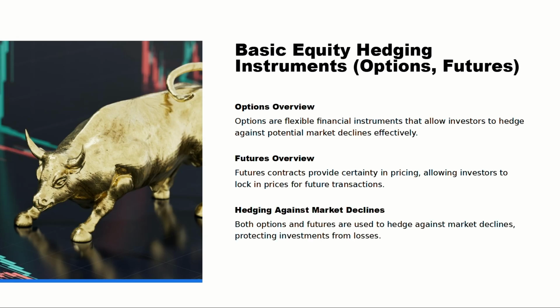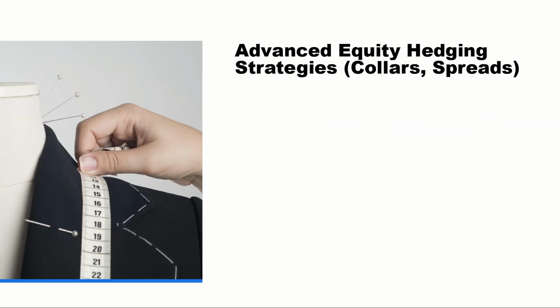Basic equity hedging instruments. Options, futures. Options overview. Options are flexible financial instruments that allow investors to hedge against potential market declines effectively. Futures overview. Futures contracts provide certainty in pricing, allowing investors to lock in prices for future transactions. Hedging against market declines. Both options and futures are used to hedge against market declines, protecting investments from losses.